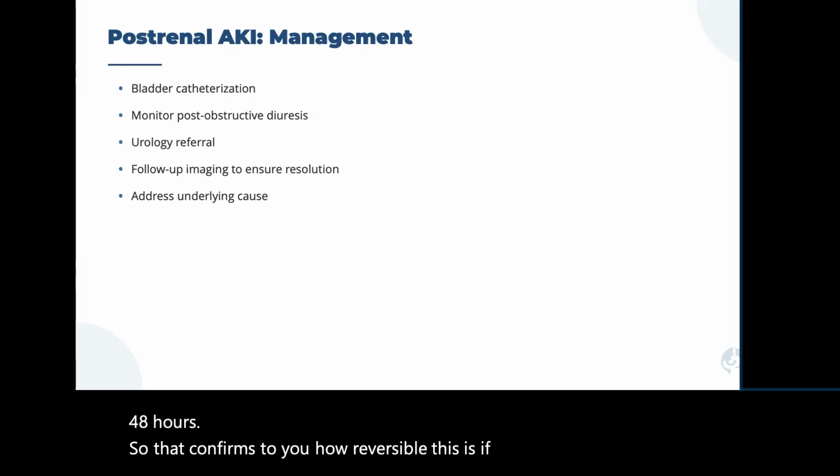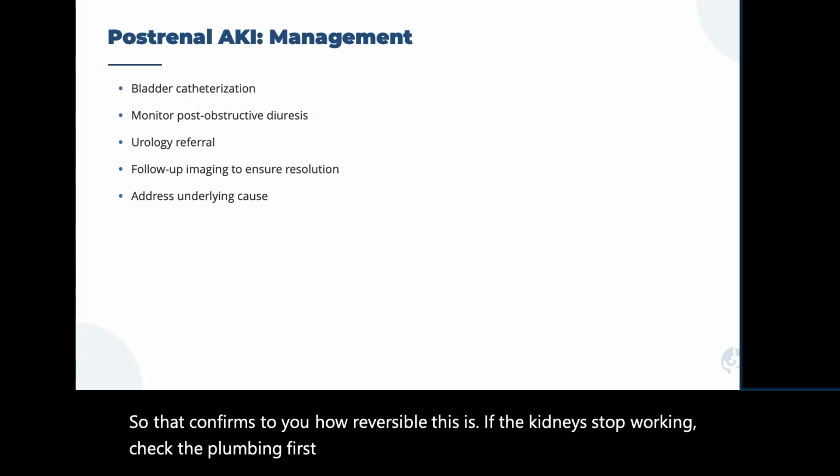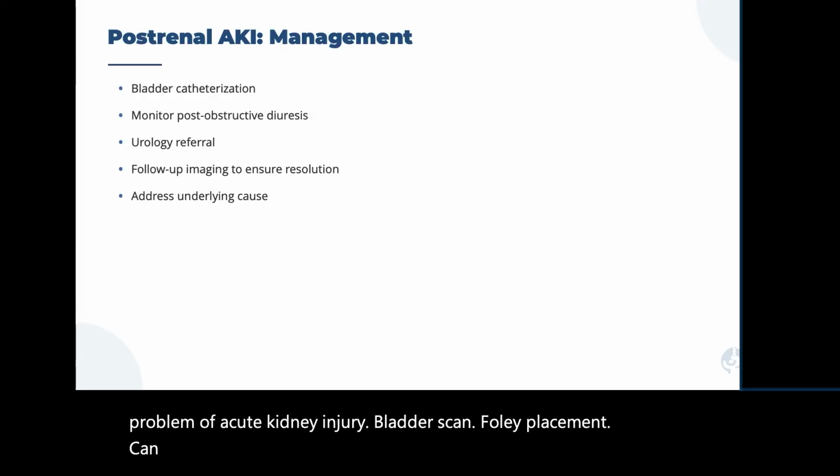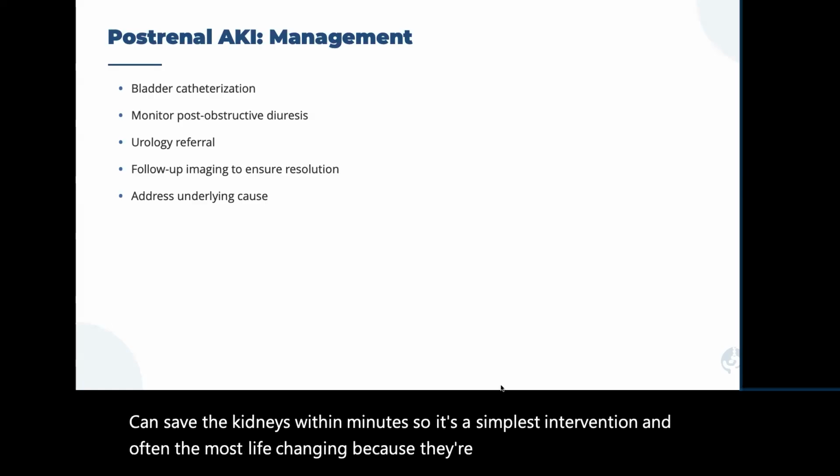If the kidneys stop working, check the plumbing first. It's the most easily missed but most fixable problem of acute kidney injury. Bladder scan and Foley placement can save the kidneys within minutes. So it's the simplest intervention and often the most life-changing because they're often in a lot of pain when they're in this much retention.